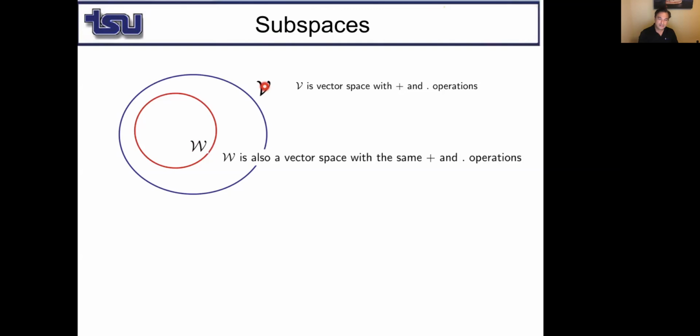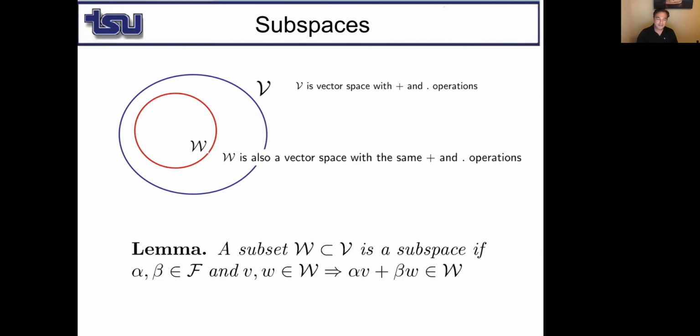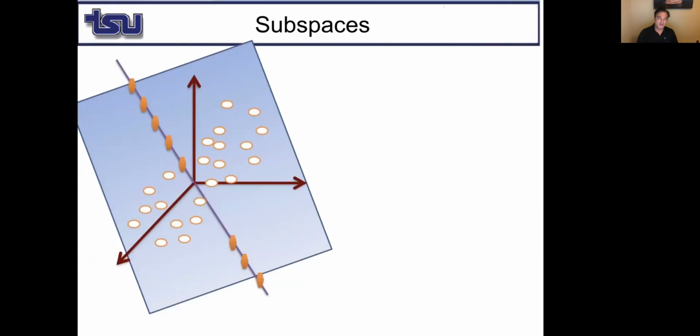No. If we know V is a vector space, and if W is a subset of set V, all we have to check is if W is closed with respect to vector addition, and if W is closed with respect to scalar multiplication. That's the lemma that we said. If W is a subset of V, then W is a subspace if it is closed with respect to vector addition, and it's closed with respect to what? Scalar multiplication.